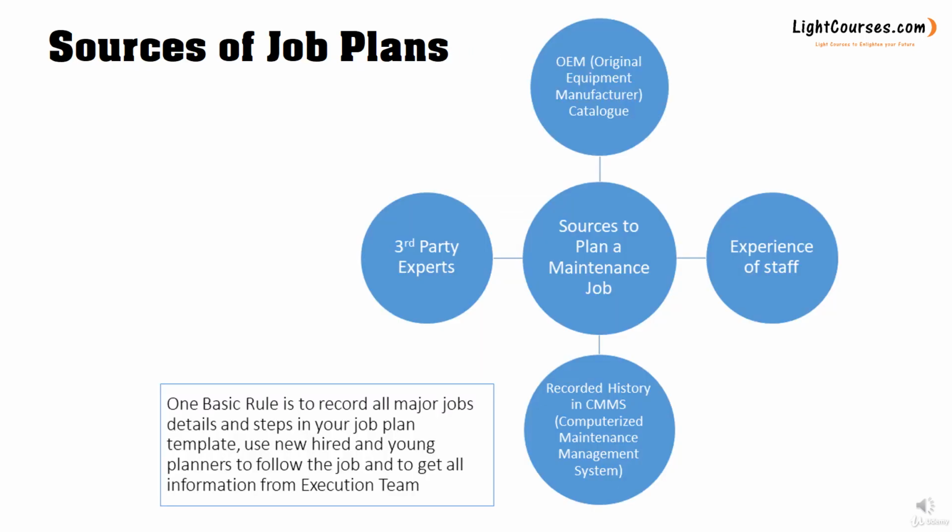When it comes to sources of job plans, or how to plan for a job, or where to get the required information from, what are the main resources to rely on when you build a job plan? The first thing you should do is to refer to the operation and maintenance manual provided by the OEM or the original equipment manufacturer. Usually they include in their manuals the procedure to open, dismantle, dismount, or assemble and install back their parts.